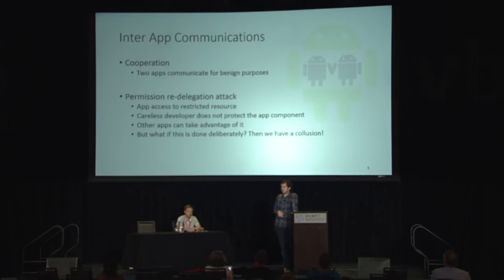Then we have another kind of communication, which we call permission redelegation attacks. More generally, outside the Android context, we call these kinds of attacks confused deputy attacks. In this case, we have 2 apps, or more than 2 apps, but one of the apps is developed by, I would say, a careless developer who created a component inside the app to access a sensitive resource, let's say, for example, the camera of the device. But the problem is that that developer didn't protect that resource very well.